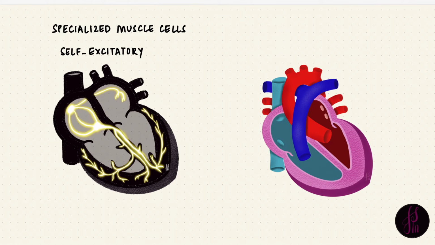So that's two kinds of cells in the heart. Most of them are contractile cells in the walls of the atria and the ventricles. They are responsible for the generation of force. When they contract, the pressure in the chamber rises.